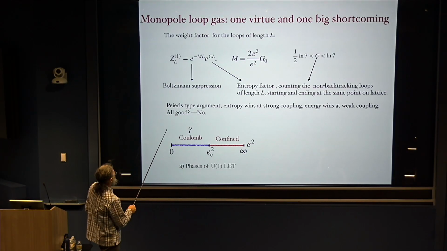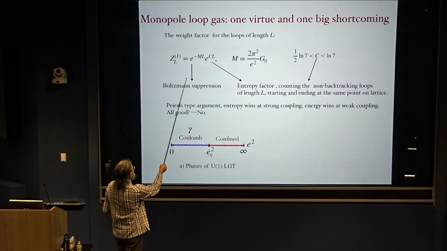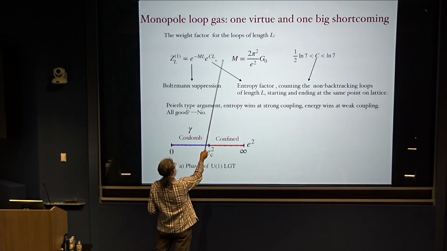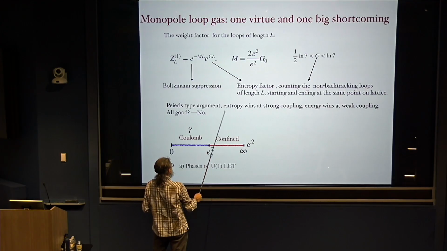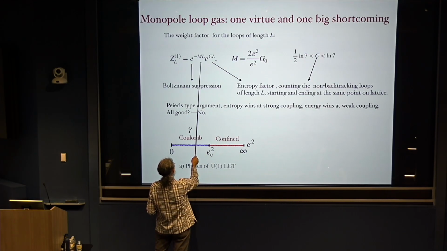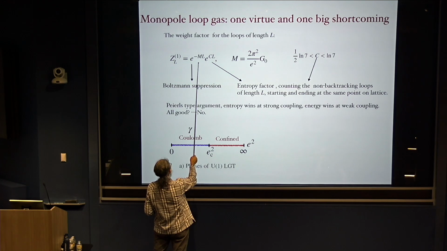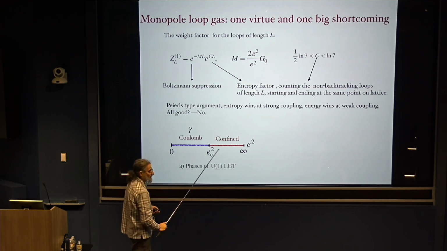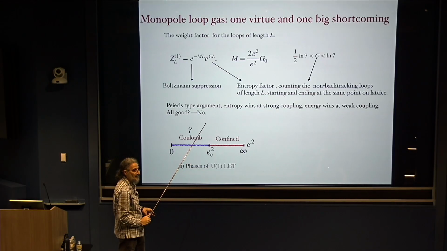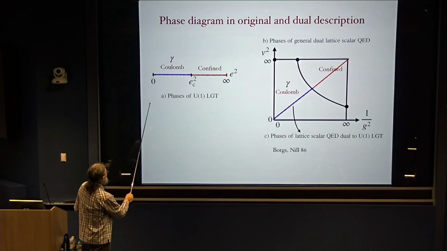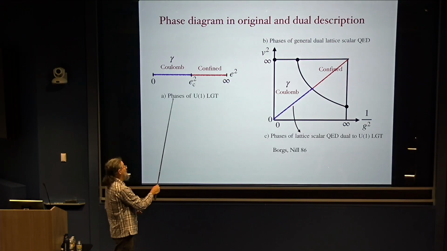So good. Then this argument tells you that if you are at strong coupling, E square very large, this entropy factor dominates and loops proliferate. If you are at very weak coupling, Boltzmann factor, energy dominates, and you are in the Coulomb phase. These are the two phases of lattice gauge theory. What is there to learn? Well, okay, I mentioned these are the two phases.